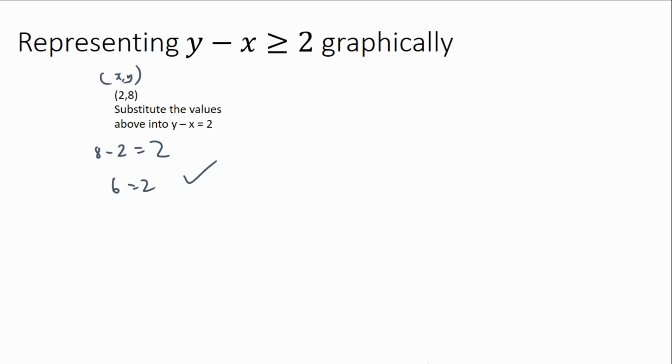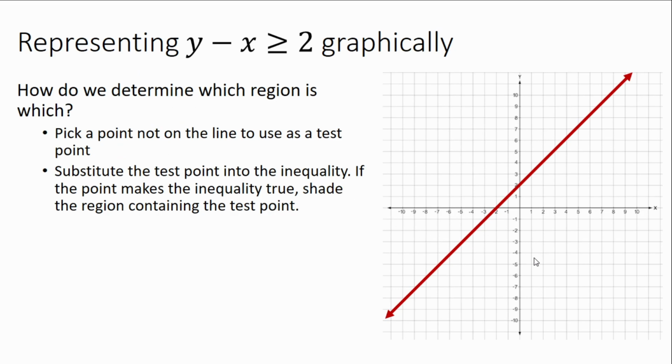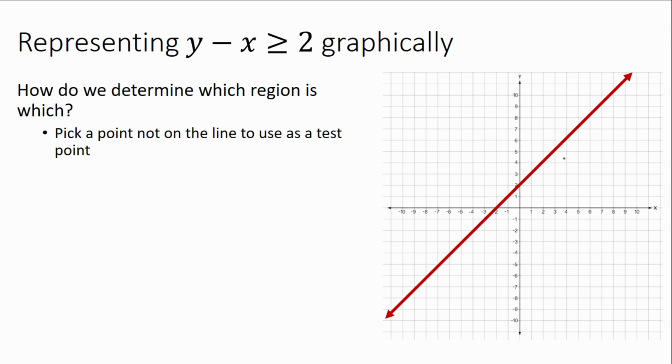But let's say we picked a different point. Let's say we picked 4, 4. So that is somewhere down here. So 4, 4, that's over there. That's below the line this time.